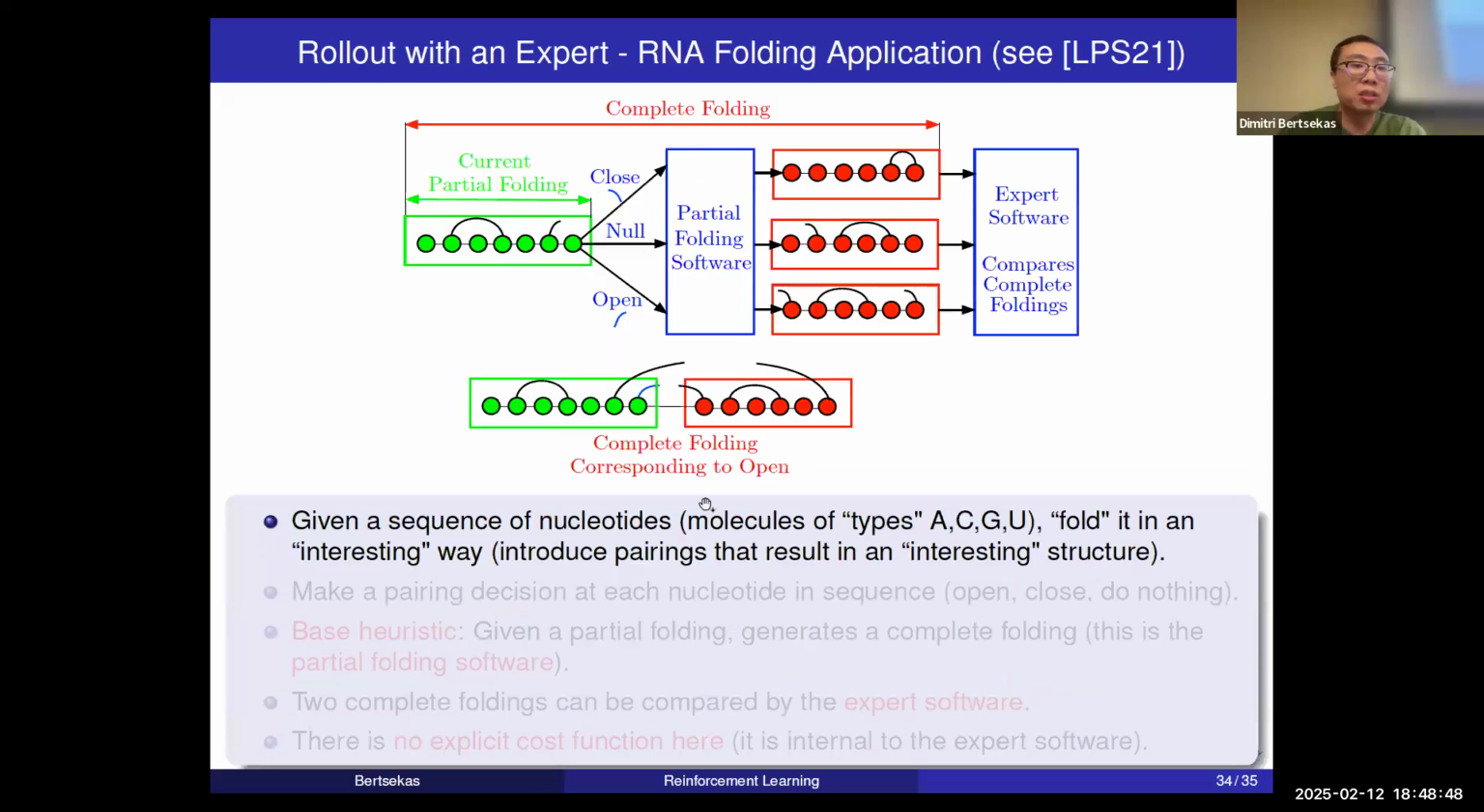Okay, now here is a more concrete example applied to the RNA folding application. And this is an article published a few years ago where the professor collaborated with some colleagues here.